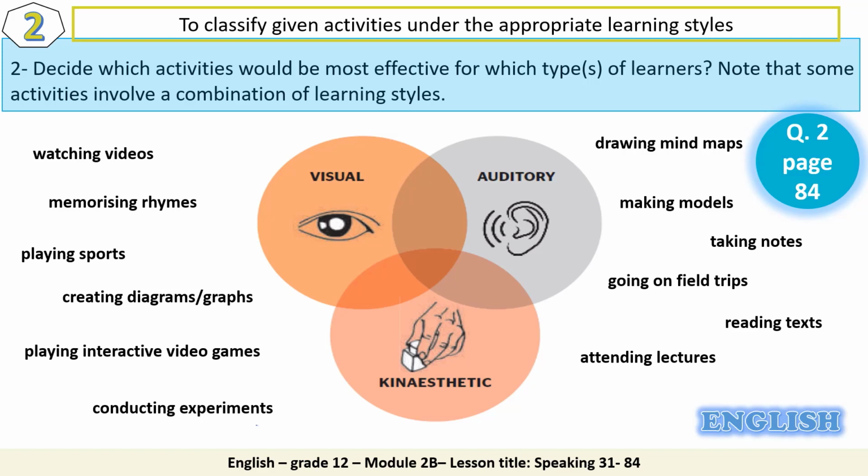But we have to keep in mind that some activities involve a combination of learning styles, which means that some of them are appropriate for more than one learning style. That's why actually we have 3 overlapping pictures.